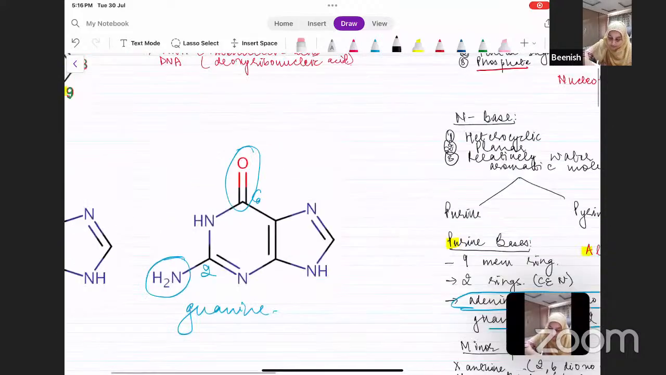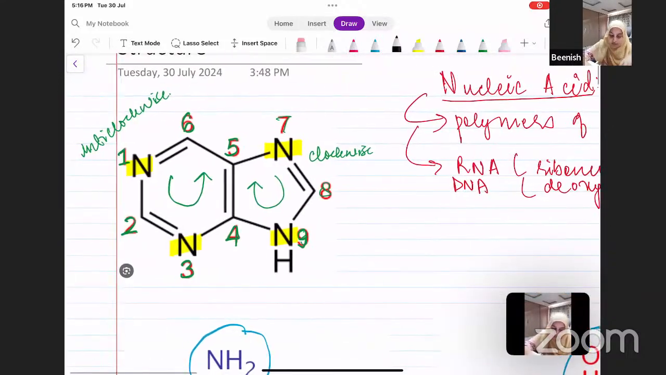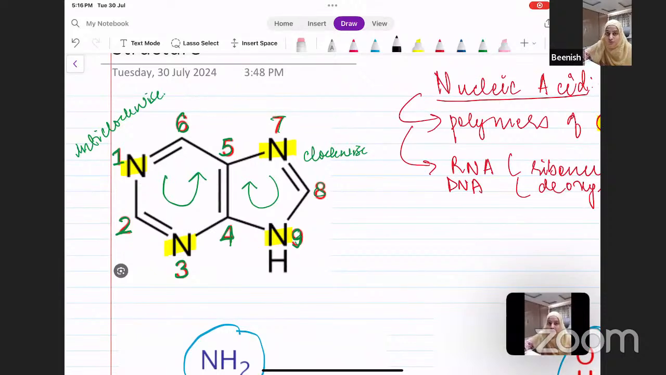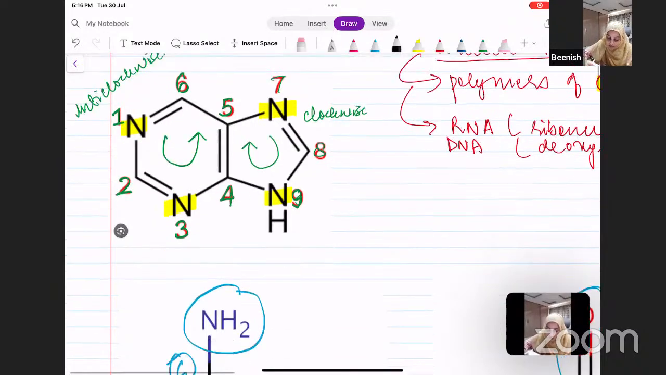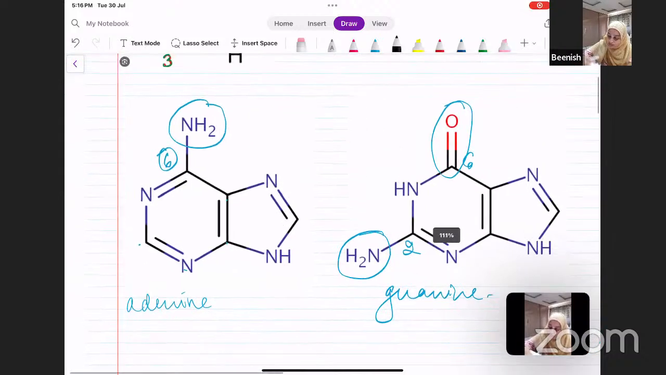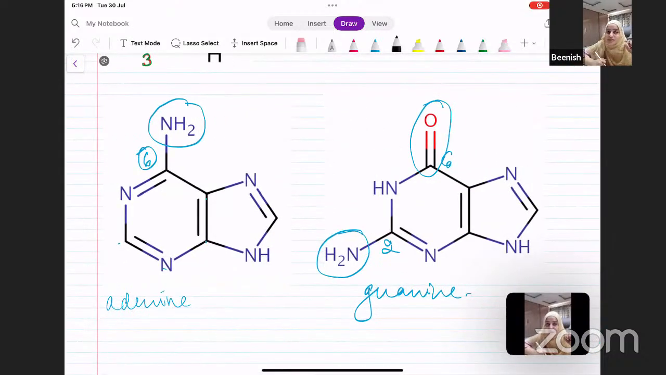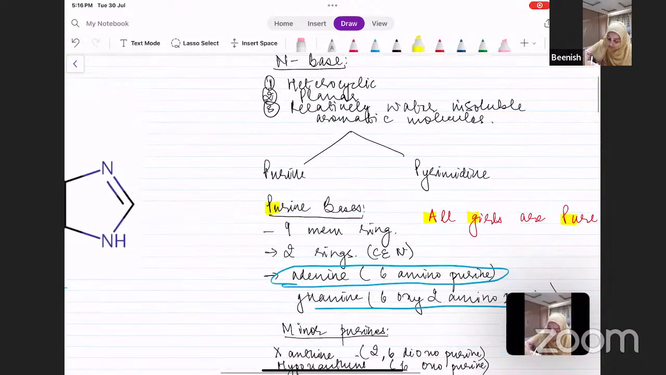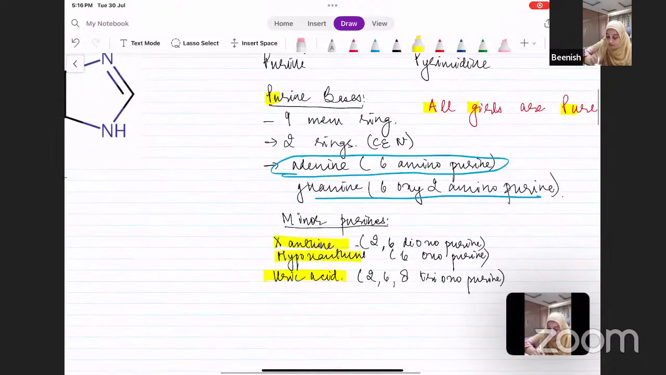Let's have a look at it again. Here, it is heterocyclic. It has two rings, 9-membered. In the first ring, the numbering is anti-clockwise. In the second ring, the numbering is clockwise. Then you have the two most common purine bases, that are your adenine and guanine. You can remember it by the mnemonic that I've given: All girls are pure. So your purines, the common ones are adenine and guanine. Then you also have some minor purines like xanthine, hypoxanthine, and uric acid. Okay, so that was about purines.